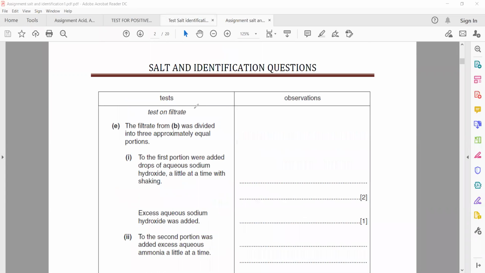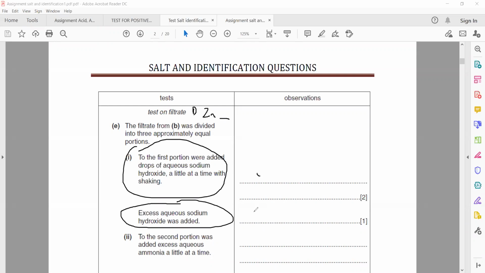Test on filtrate. Filtrate is D. And what is D? It is a zinc salt. So we know zinc, but we don't know what else is with zinc. If we add a very small amount of sodium hydroxide to a zinc salt, we observe a white precipitate. When we add an excess, the precipitate dissolves and forms a colorless solution. If we add an excess of ammonia, we observe a white precipitate, and the precipitate dissolves to form a colorless solution with zinc.